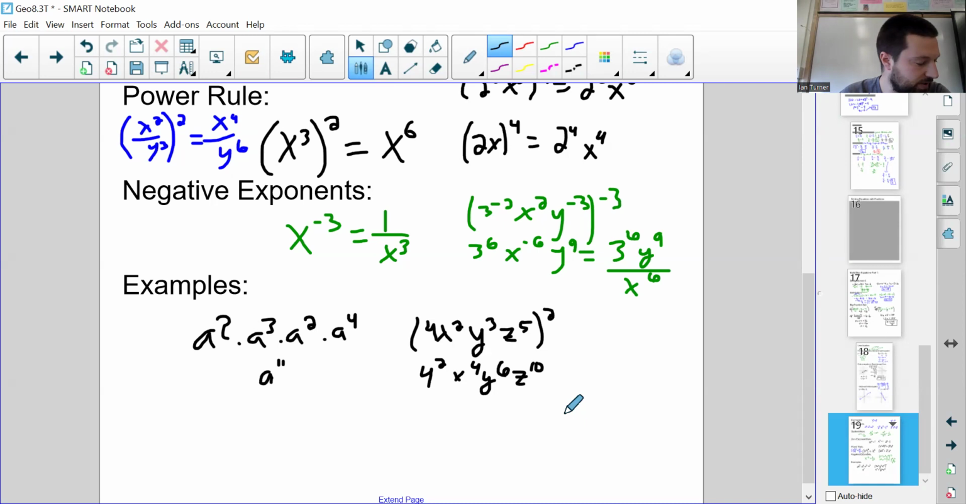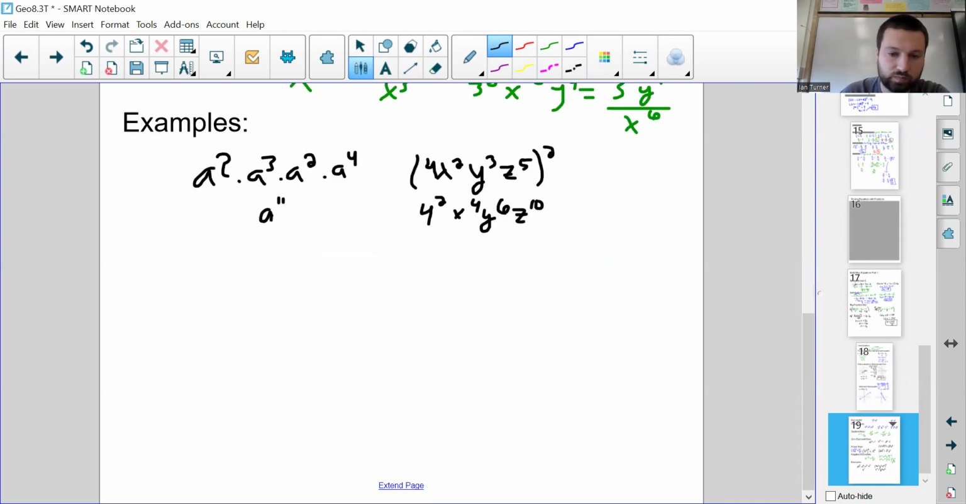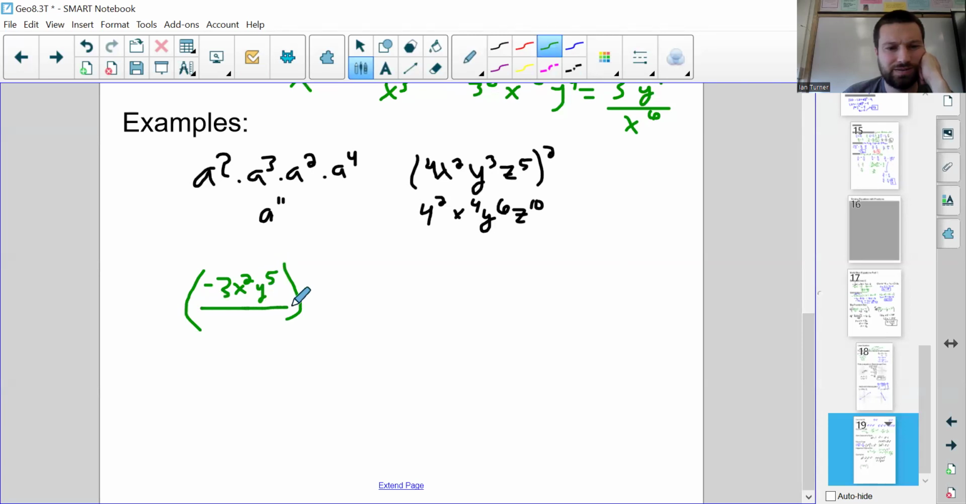Let's do something a little crazier. You've got a bunch of problems on here. These are not that interesting. Let's do something with some fractions. Okay, let's say we had this. And then let's say we had x to the 5th on the bottom, y to the 2nd, and then we want to cube this whole thing. Let's put some on the bottom too. Just put a 2 down there.